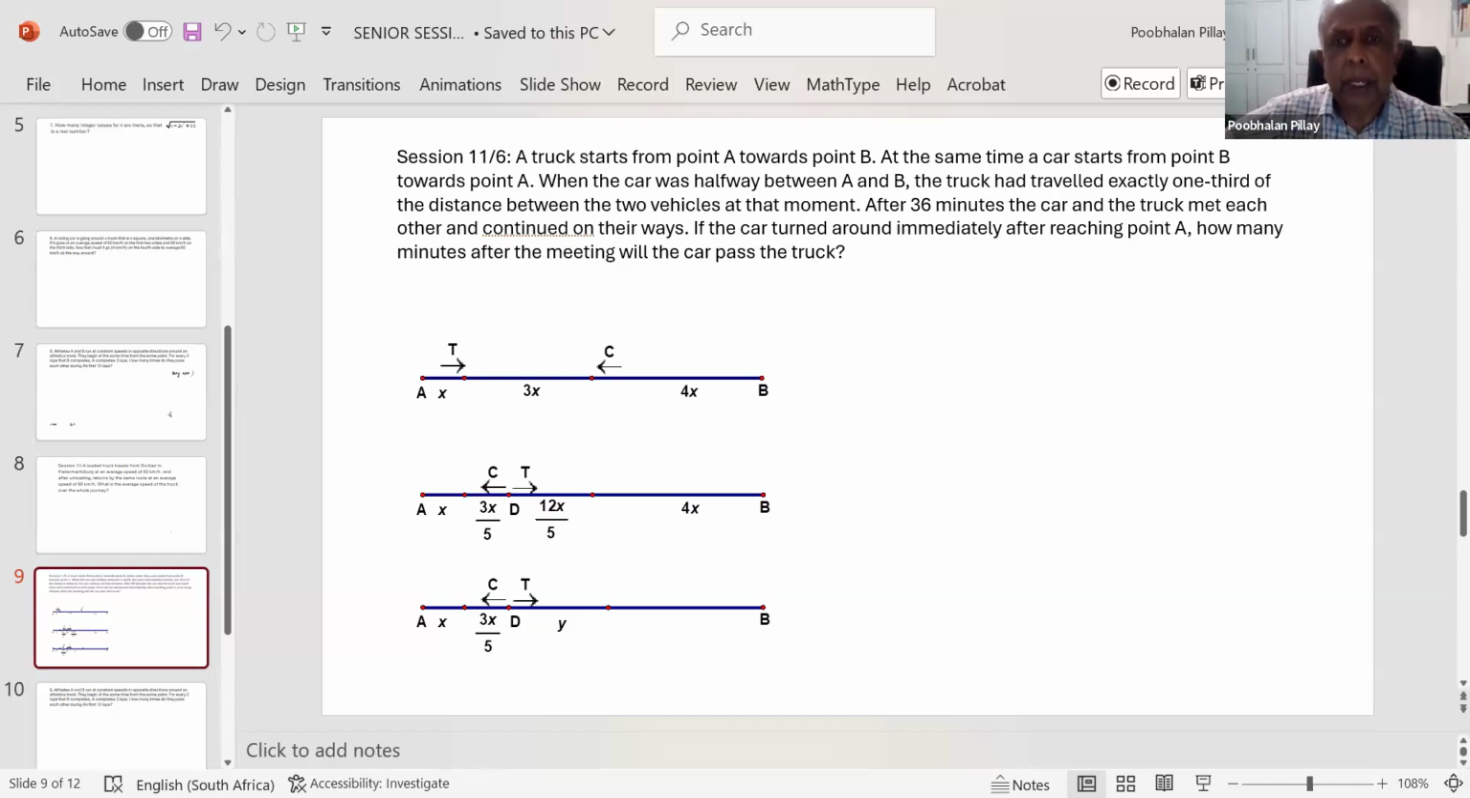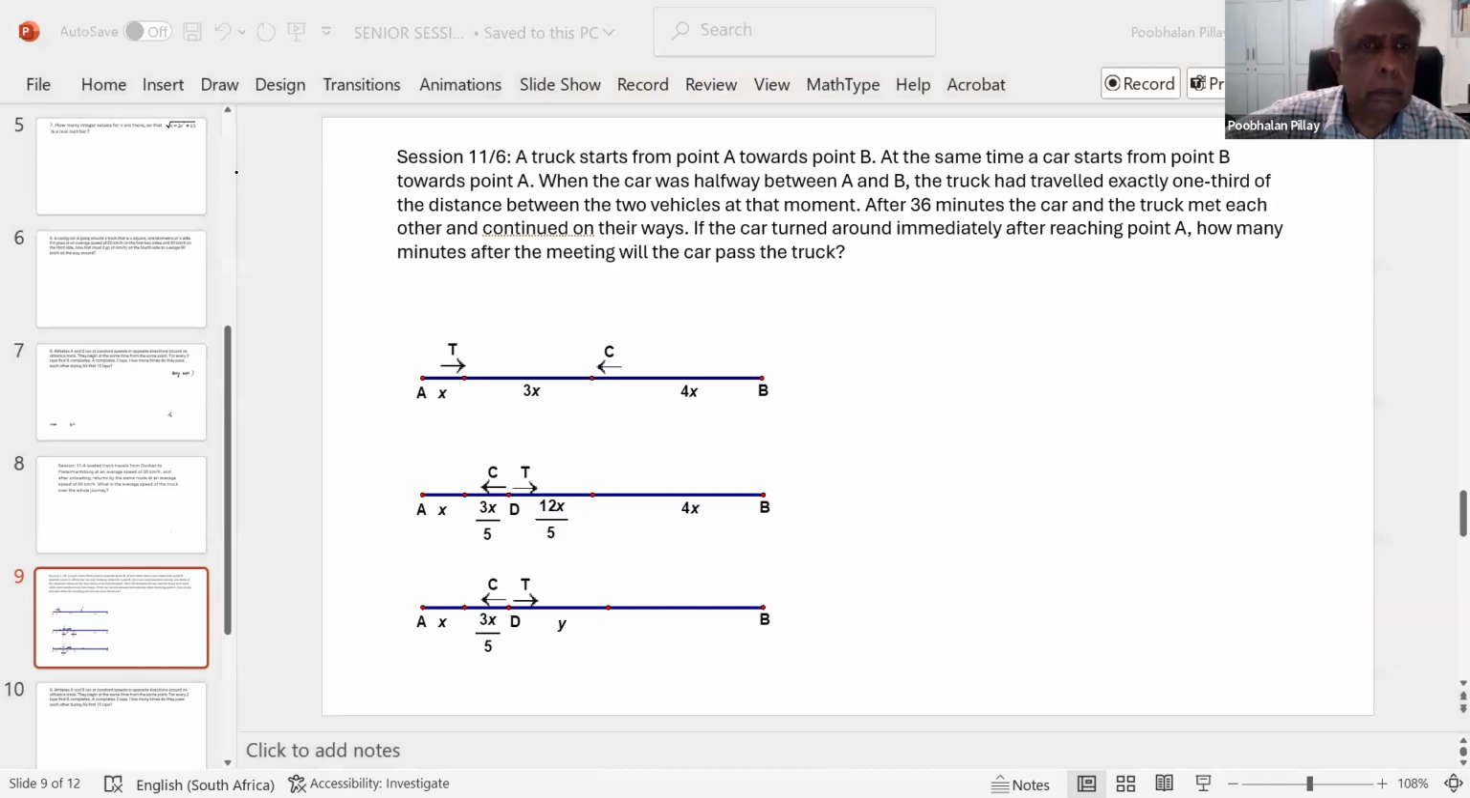Thank you very much. Okay, so let me repeat what I said. You've got a truck which starts from point A and going towards point B, and a car is going the other direction. And it is said here that when the car is halfway between A and B, so this point here is, as you can see, about halfway between A and B. When the car is here, what happens?